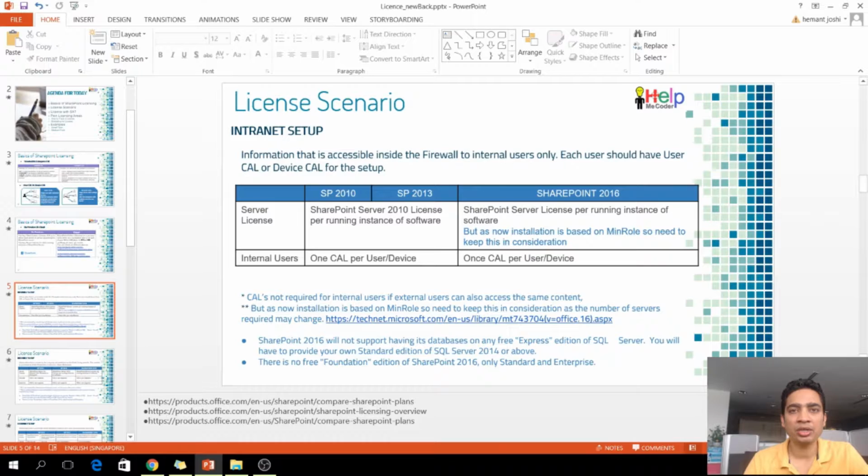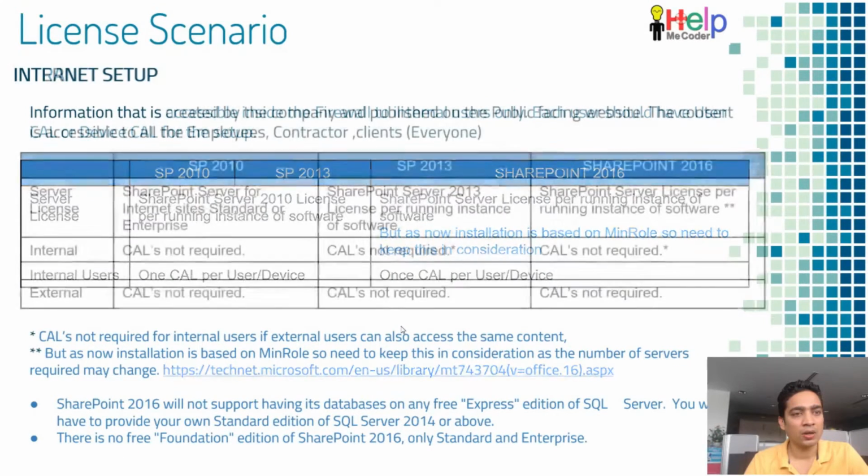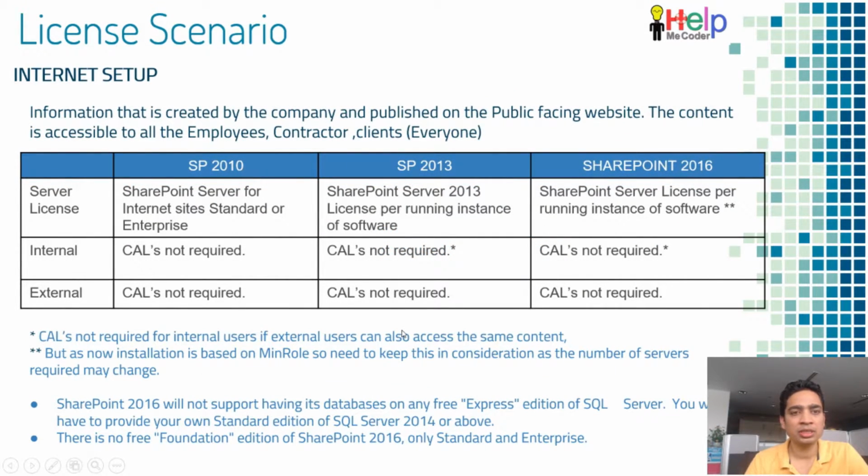Now coming back to the next setup, which is the internet setup. In the internet setup, you have a company and you have exposed the content to the public, so it's a public facing website. The content is accessible within your company, to contractors, to your clients, and basically to everyone on the world wide web.